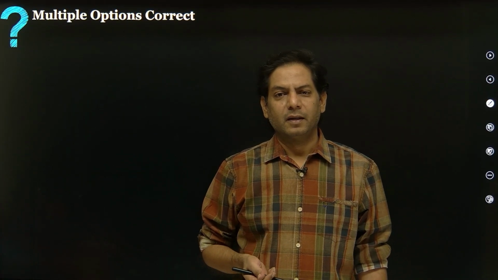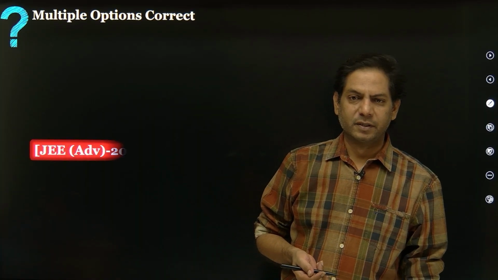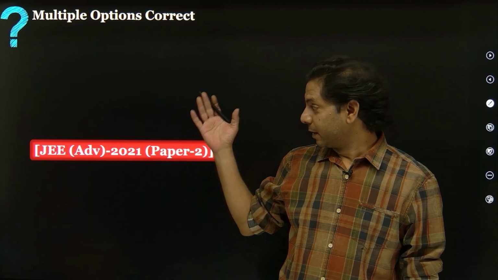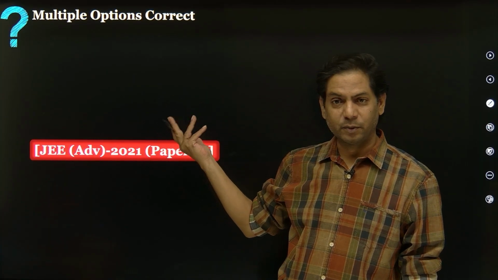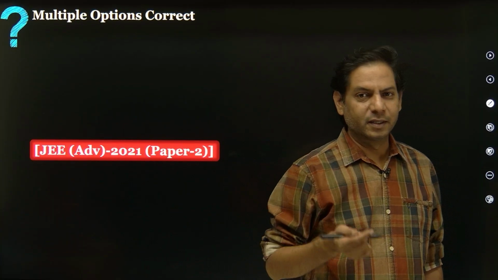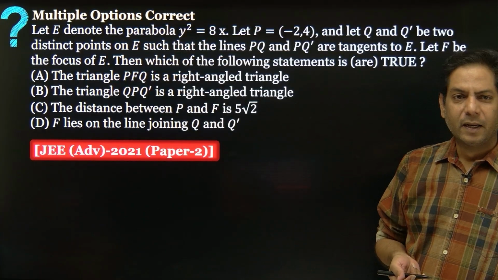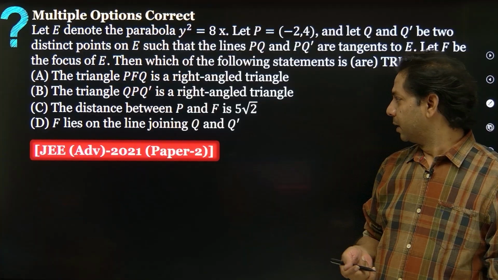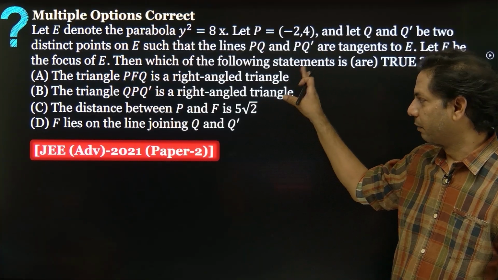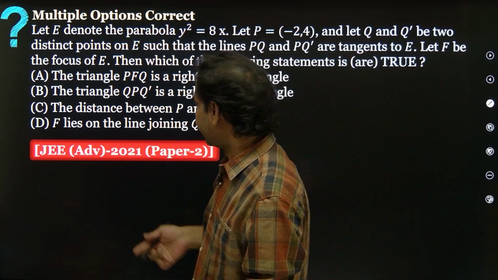Now let's take a question from JEE Advanced. This is JEE Advanced 2021 paper 2, and it seems like JEE Advanced or JEE Main 2021 both were asking questions on the same property of this parabola. Let's see what is given here. E denotes the parabola, the typical style of JEE Advanced, long language, and then you have to understand it.